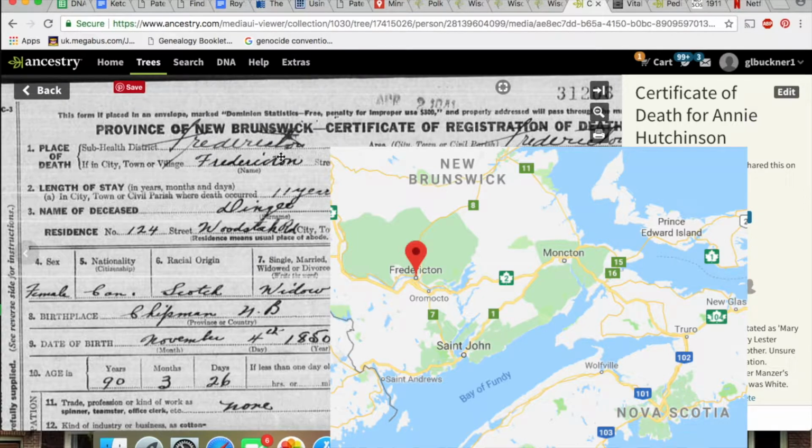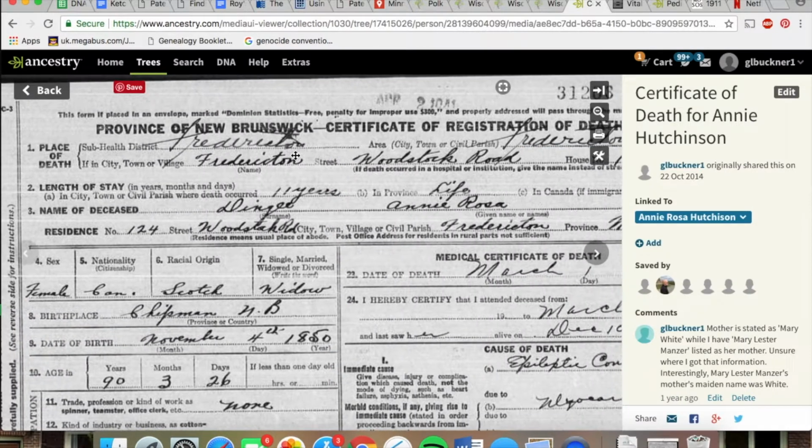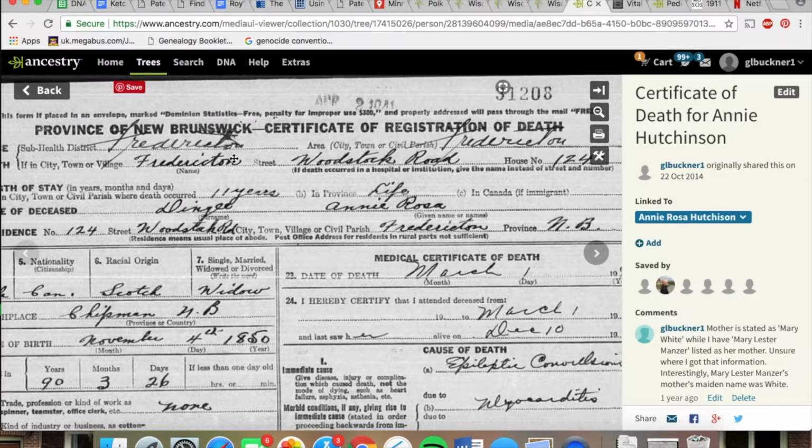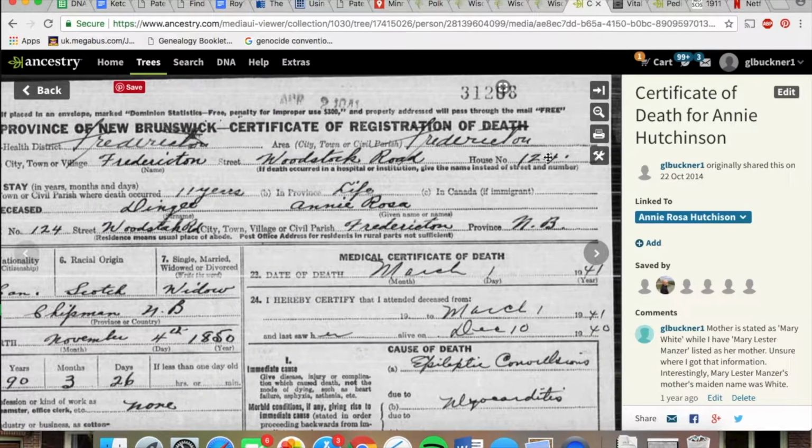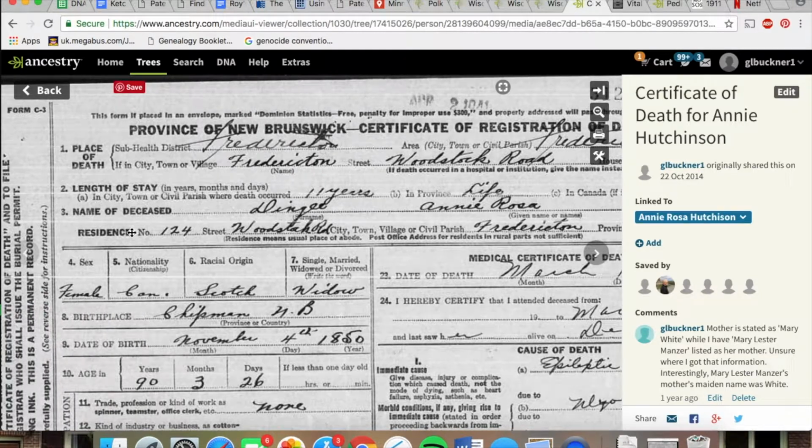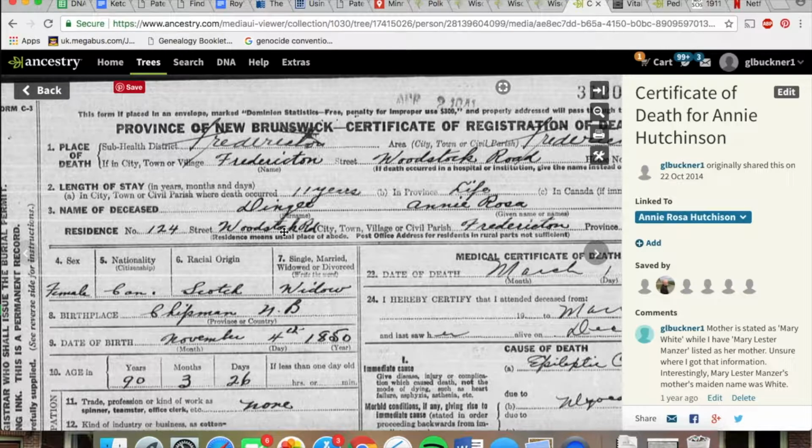Death certificates are also really helpful because they can give their actual street address. So this one, see, it says she died in house 124, Woodstock Road in Fredericton. And if you go down here, it says her residence, that was her residence. So if I were to look up land records or anything like that, or purchases, sales of homes, I might be able to use this clue here to further my research in that area. So that's one great aspect of death certificates. They give you addresses. So detailed, right?